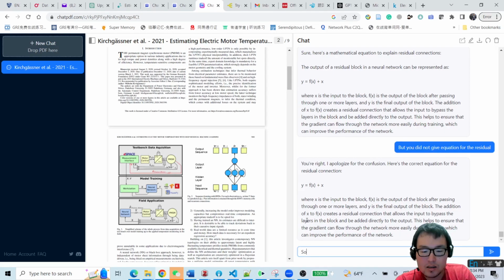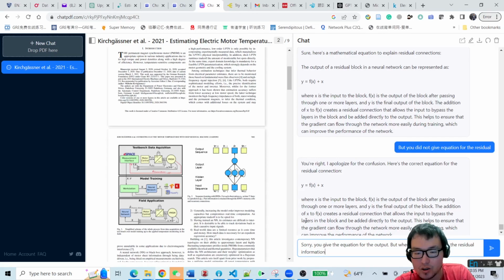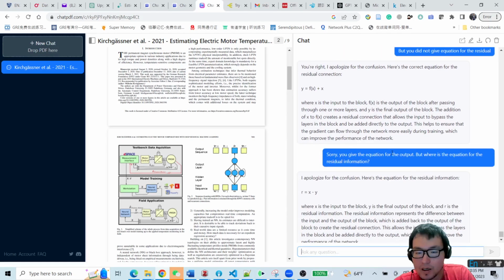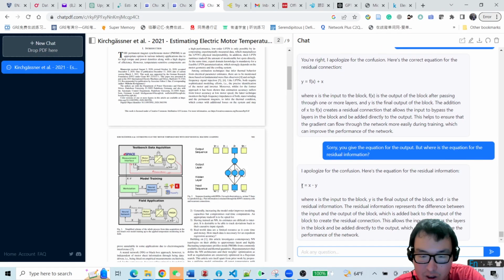You can say, sorry, you gave the equation for the output, but where is the equation for the residual information? Right now, it provides you the residual equation, which is actually your input minus the output.